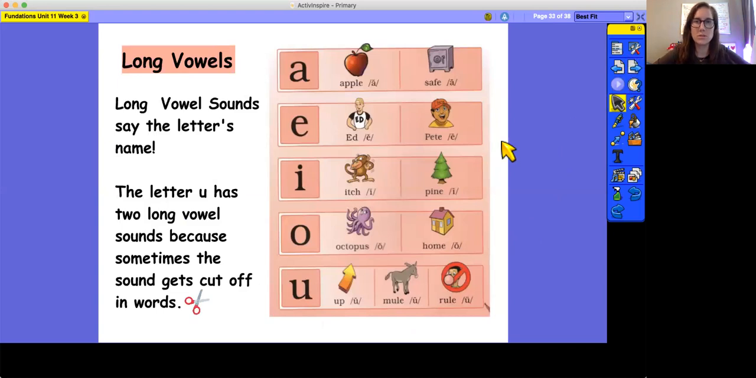And now our vowel sounds. A, apple, ah. A, safe, a. E, ed, eh. E, Pete, e. I, itch, I. I, pine, I. O, octopus, ah. O, home, o. U, up, U, mule, u. U, rule, oo.